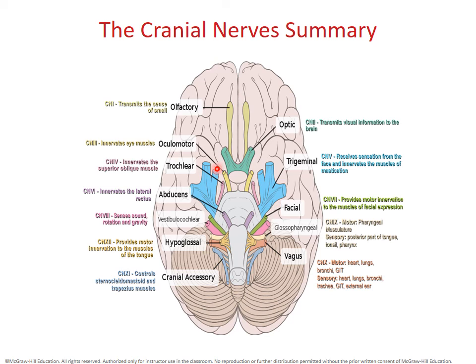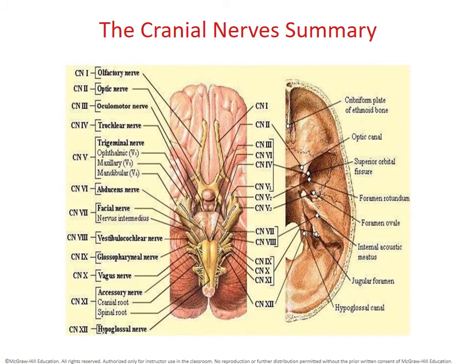So you just want to be able to run through that and recognize, for practical purposes, how to identify these on the bottom of a brain model. And then a final diagram, again showing essentially the same things that we just showed, but also showing a view of the floor of the cranium to remind you of which foramina these cranial nerves pass through.